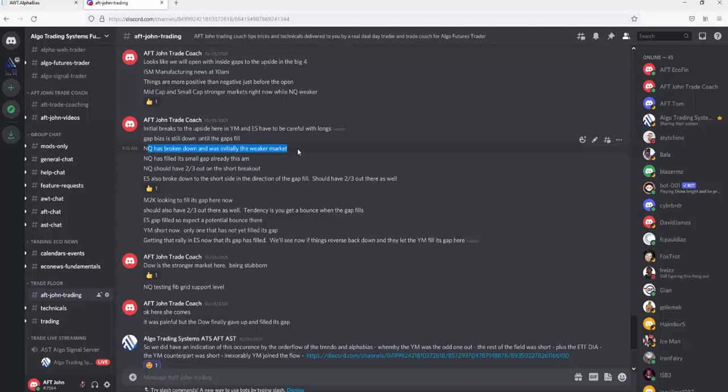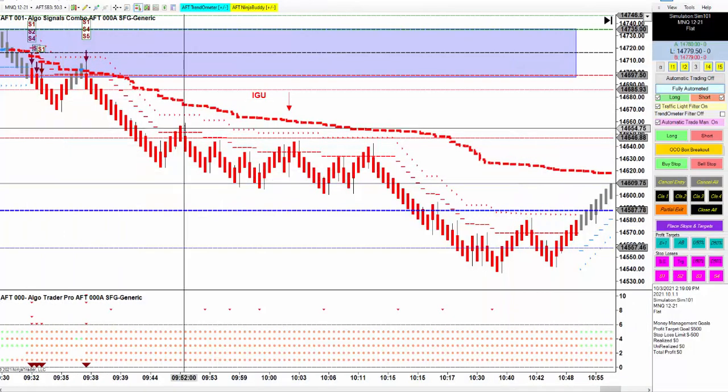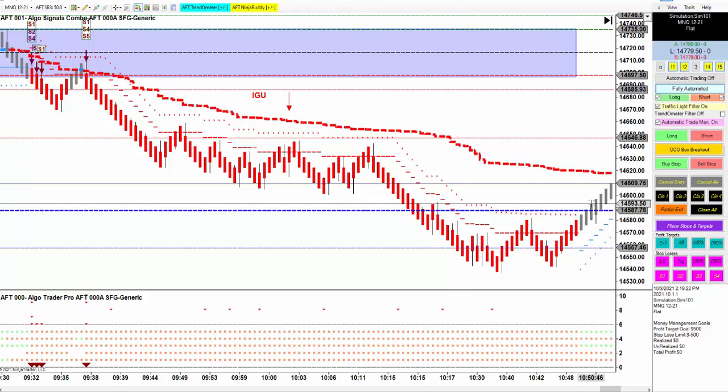We have inside gaps to the upside in all the markets, but which one should we take? Since the NQ was showing up on our alpha bias as the weaker market, it makes sense to short the weaker market. To give you an example why, here's the MNQ. Here's the short signals. Pretty nice, easy trade. You would have gotten 2/3 of the position out here, and then it would have trailed with the trailing stop and got stopped out on the third around here. So you're pretty much done for the morning at that point.